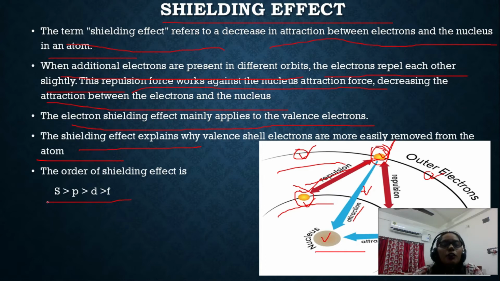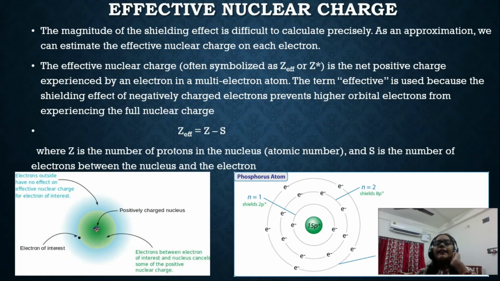So the order of the shielding effect, that means the s orbital electrons have a higher shielding effect than the p orbital electrons, then d orbital, and then the f orbital electrons. So this is all about the shielding effect. Okay, now we will discuss the effective nuclear charge. Look here.